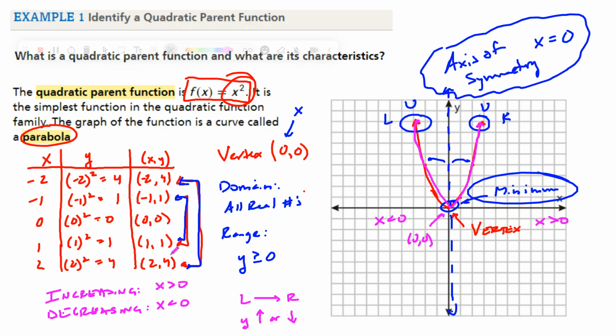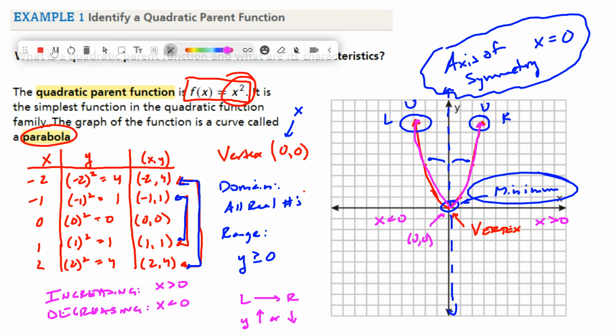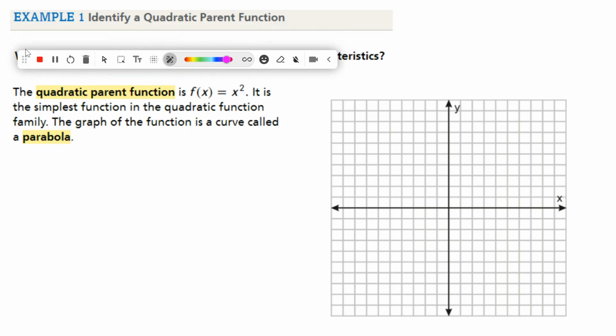So they want to talk about when it's increasing or decreasing as well. It would be to your advantage to try to memorize this parent function, right? These 5 ordered pairs. And again, if you just memorize 0, 0, 1, 1, 2, 4, and then just mirror it across the axis, that'd be just fine. Very important idea here. Okay. All right, next slide.